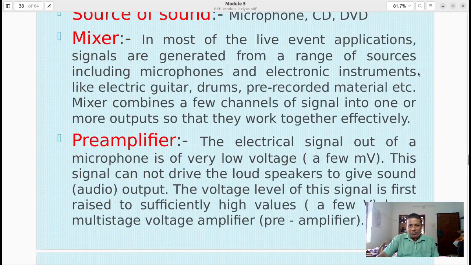The electrical signal out of a microphone is of very low voltage range. Microphone output will have very low value. This signal cannot drive the loudspeaker to give sound audio output. The voltage level of this signal is first raised to a sufficiently high value, a few volts, that I have told you. Millivolt signals will not be picked up by the power amplifier. So, to be picked up by the power amplifier, we have to increase its amplitude to a few volts by a multi-stage voltage amplifier, that is known as preamplifier.